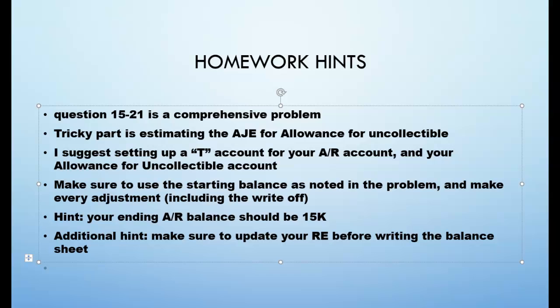And this is just a side hint that when you're done, the balance in your accounts receivable should be $15,000. Make sure you can get there, and then you can look at the data they gave you about aging and hopefully come up with the correct adjusting journal entry for the allowance for uncollectibles. The other hint for that problem is just to make sure that you have updated your retained earnings with the information that you calculated in your income statement before you try to write the balance sheet. Okay, so those are the homework hints.